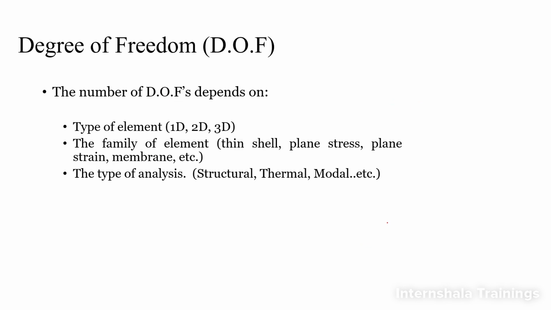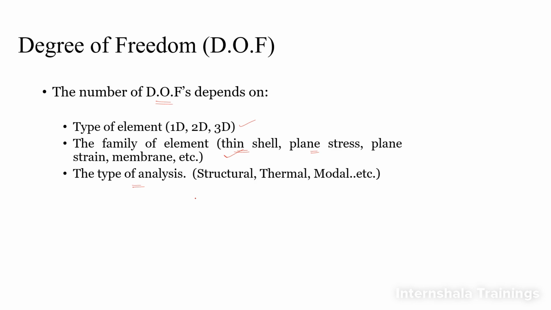Okay. Now, as I told you, the degrees of freedom will change. So what are the different factors based on which the degrees of freedom change? It will change based on the type of element, and it will change based on the family of element. Suppose for example, in 2D elements only, if you take thin shell and plane stress elements, there will be different degrees of freedom for each kind of element. Then it also depends on what kind of analysis that element is being applied for.